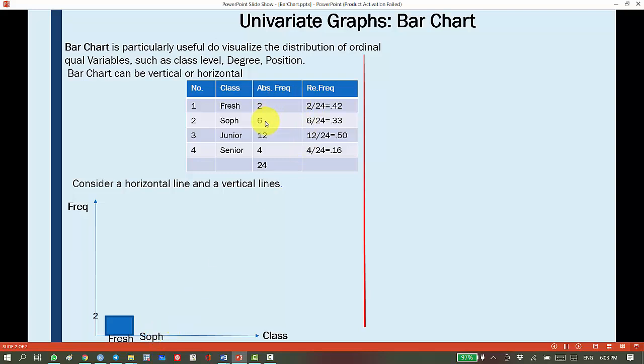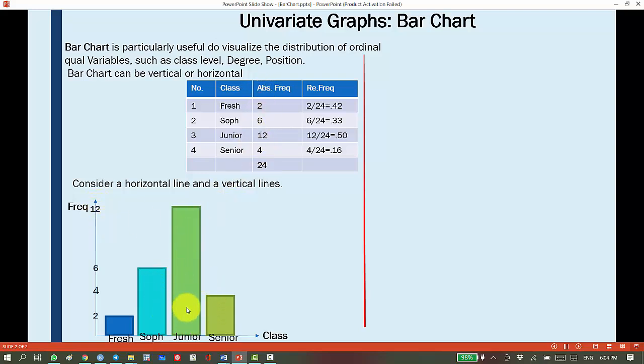Sophomore, we have the frequency 6, therefore the height of the bar for sophomore is 6. Likewise, for junior, the height is 12. For senior, the height is 4. As you can see here, first of all, we respected the order of the classes from left to right. Second, on the y-axis or on the vertical line, we have considered the absolute frequency.